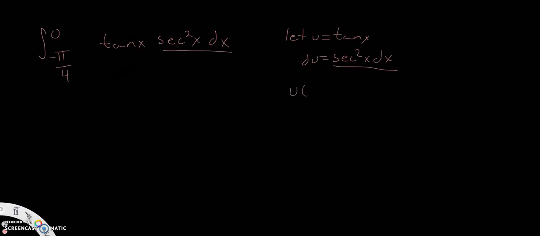Now u of 0 is going to be 0. U of negative pi over 4, that's negative 45 degrees. So that's going to be negative 1. Let me just make sure. So when you do this, yeah, that's negative 1, that's 1, that's going to be root 2. Tangent is opposite over adjacent, yep, negative 1.